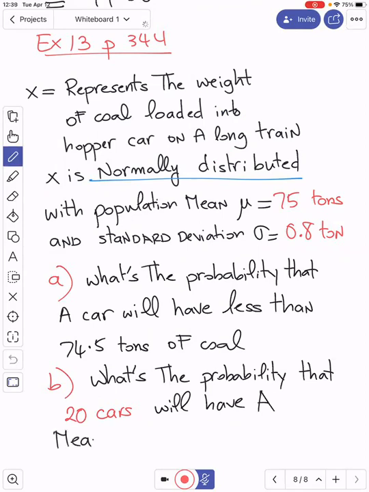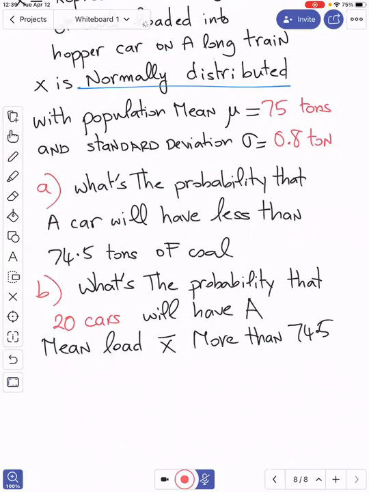A mean load, so average load, X bar, more than 74.5 tons of coal.